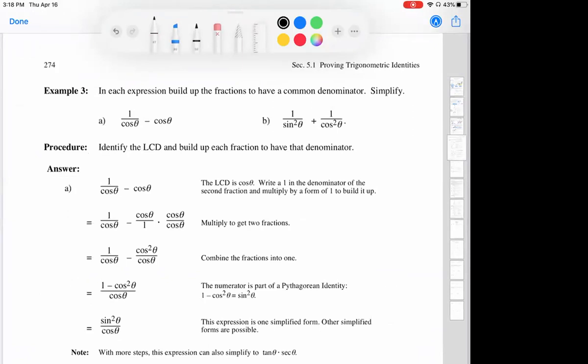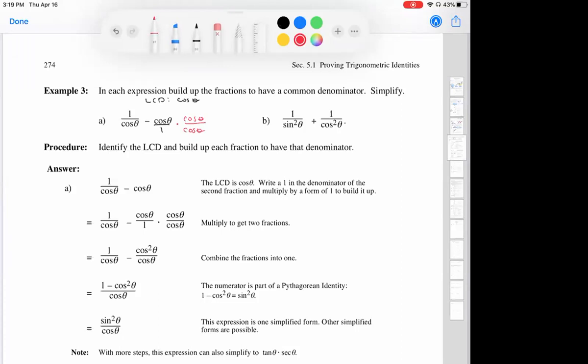Example 3. In each expression, build up the fractions to have a common denominator. So for the first one, I can think of this as over 1. What would be our LCD? Our lowest common denominator would be cosine theta. So I only have to multiply this by cosine theta, top and bottom, to get a common denominator.